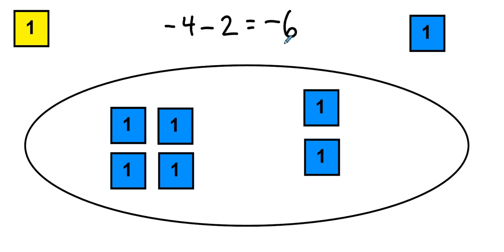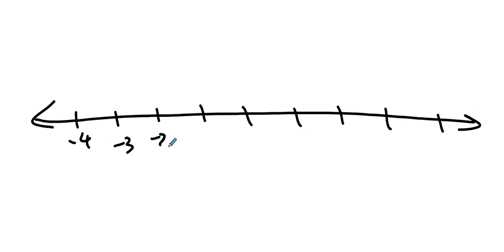This is the integer chip model. When we add with the integer chip model, we remove zero pairs to make things simpler. When we subtract with integer chips, we add zero pairs to bring in the thing that we need. The other model that we use for subtraction is the number line, which is a line with numbers on it.